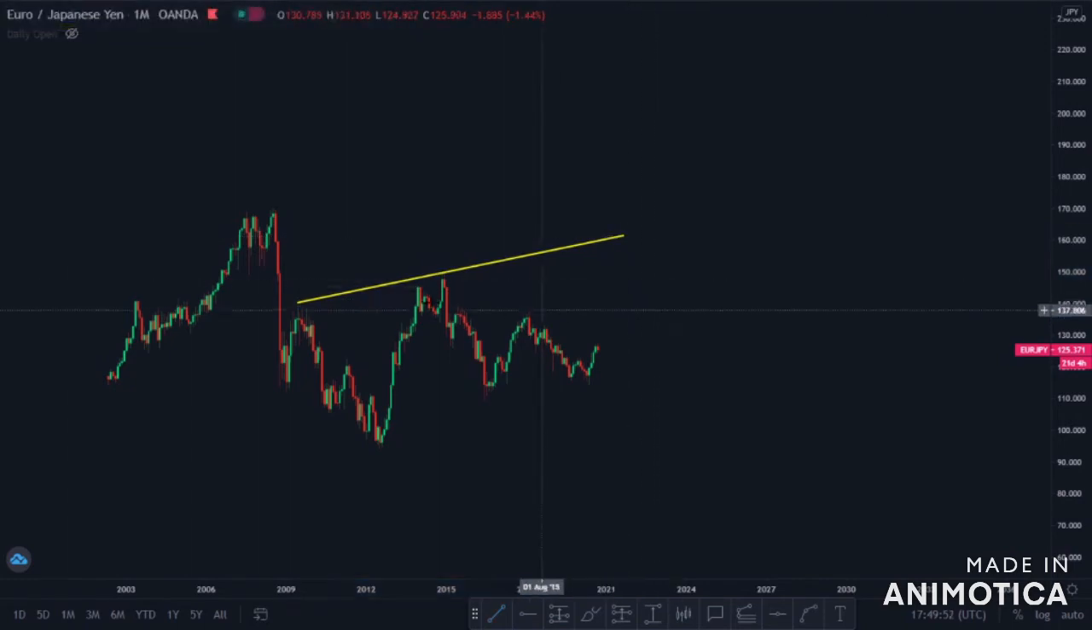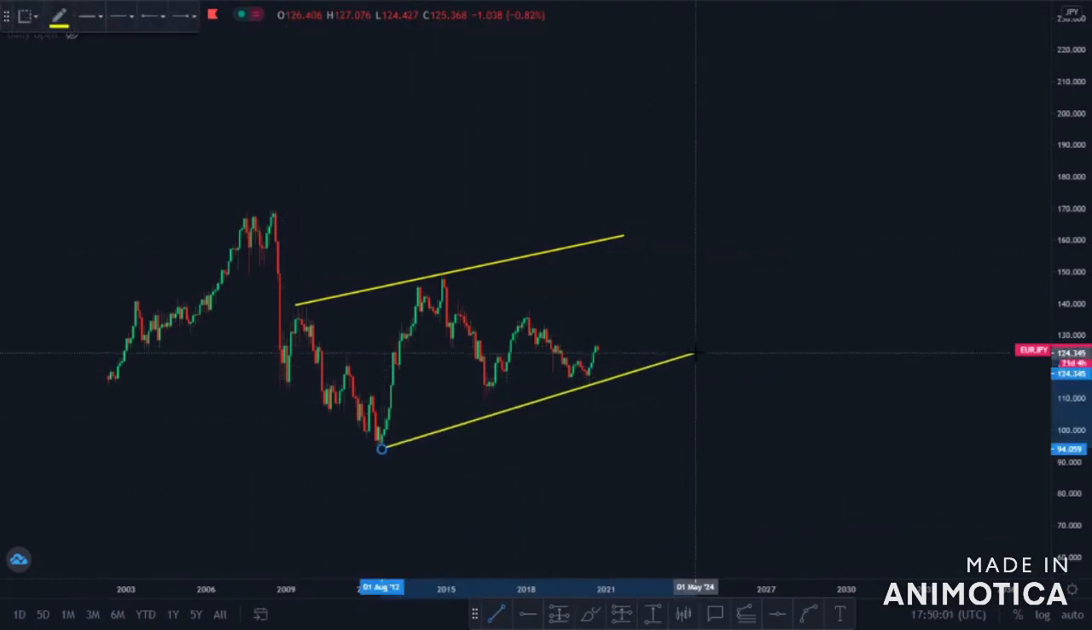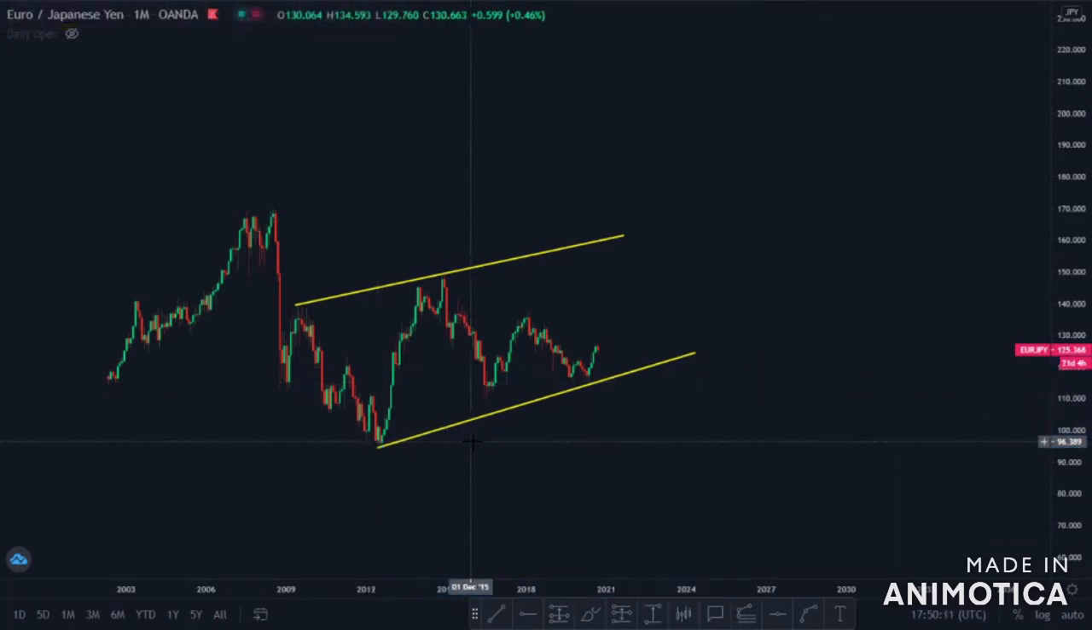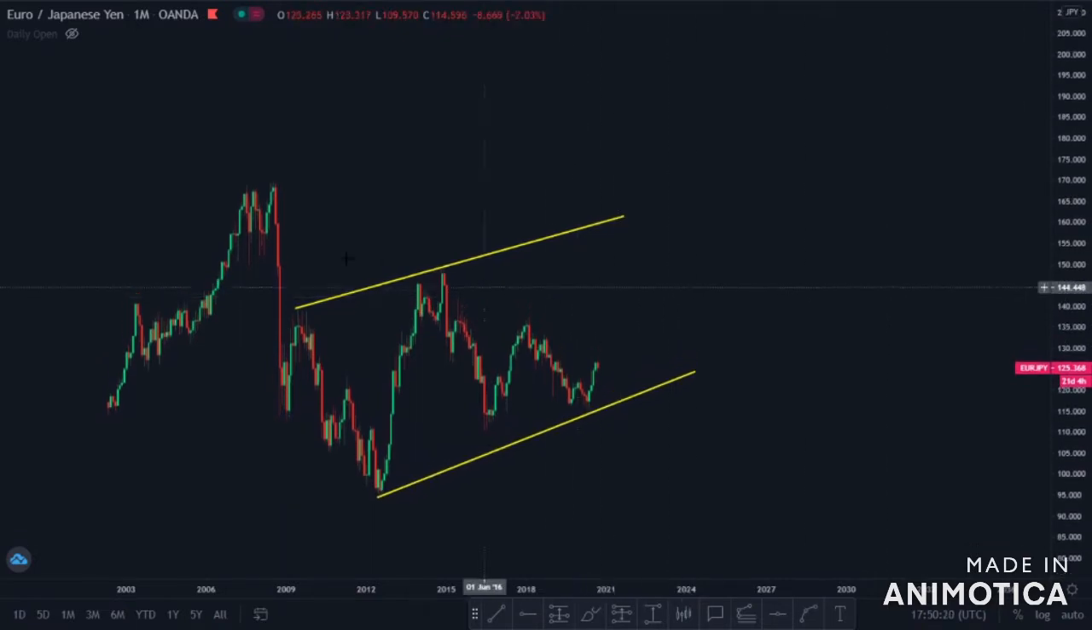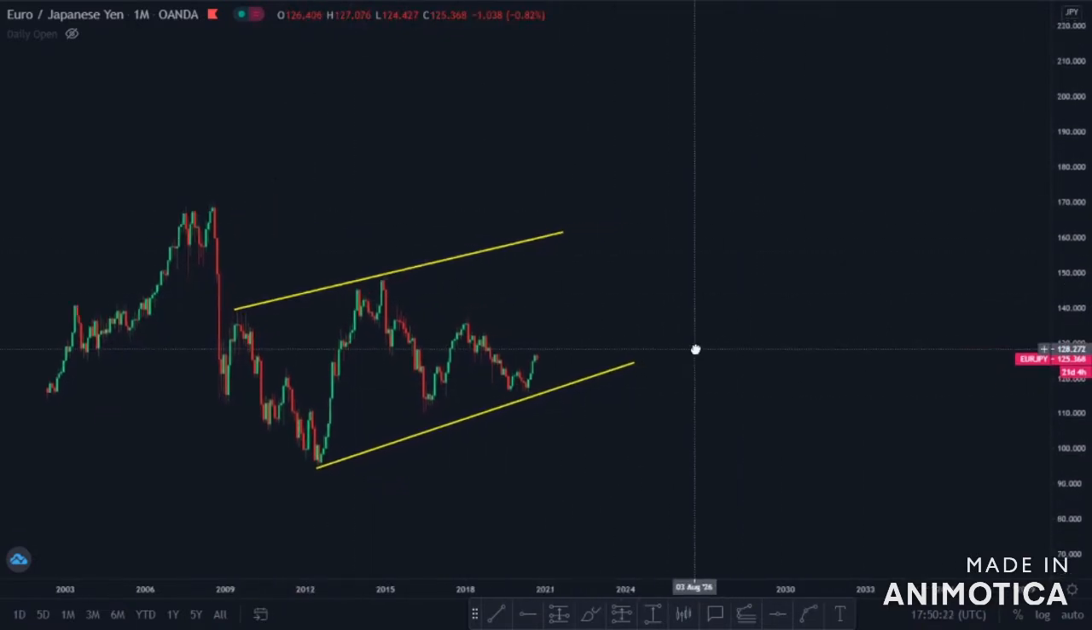Alright, so as you can see, this impulse that we have right there, and this is just one large correction. Okay, now for those of you that don't know what impulse and corrections are, an impulse is just heavy momentum candles heading towards the trend, the direction the trend is moving. All right, and then your correction is just your sideways movement that's against the trend.